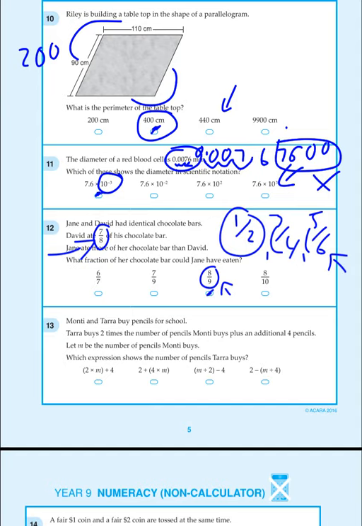Question 13. Monty and Tara buy pencils for school. Tara buys 2 times the number of pencils Monty buys, plus an additional 4 pencils. Let M be the number of pencils Monty buys. So Tara's got twice as many as Monty, plus 4. And M is Monty, so it'll have to be 2 times M plus 4, which is this one. That's 2 lots of M, 2 lots of Monty, plus 4. Not sure what more to add to that one.